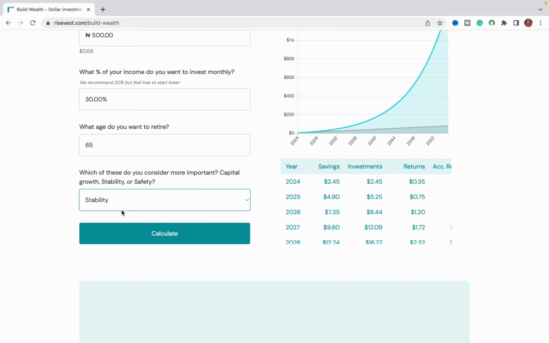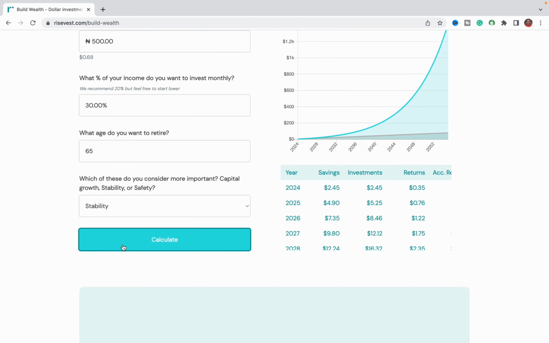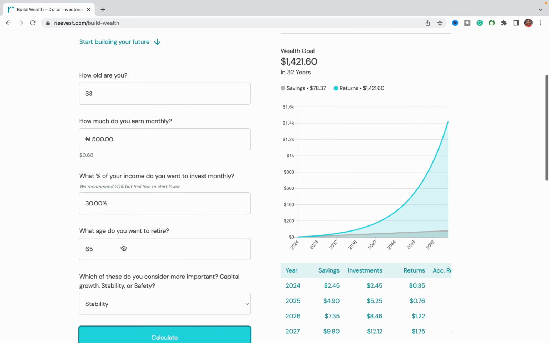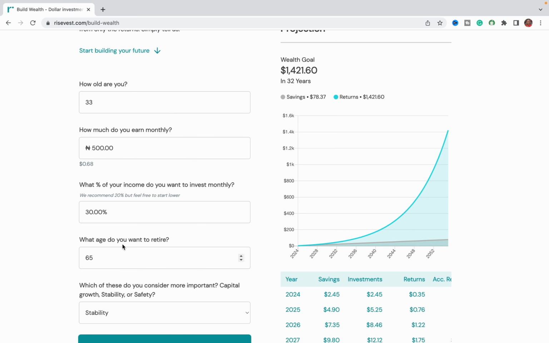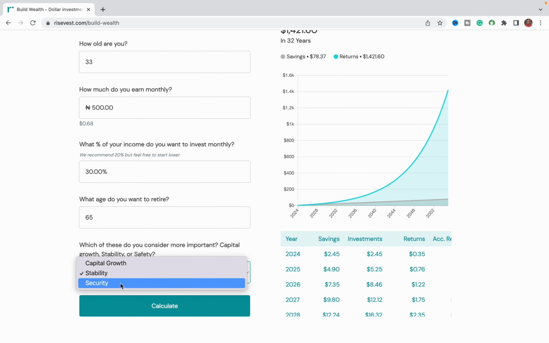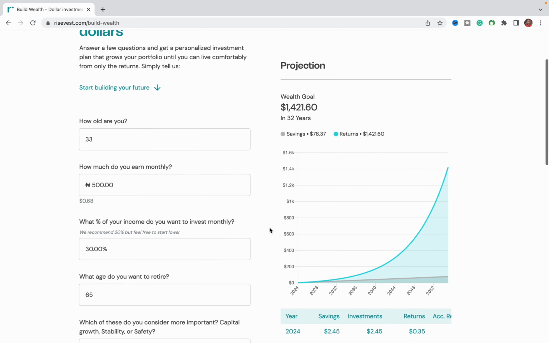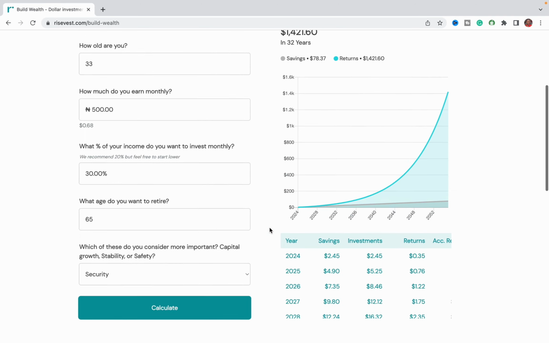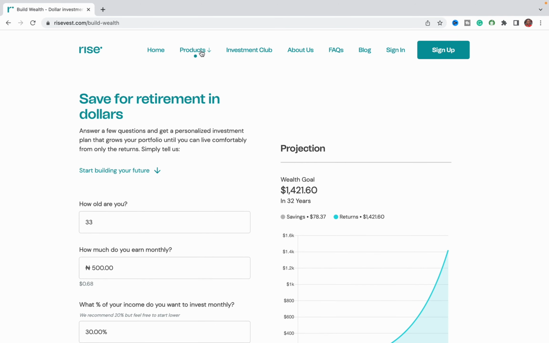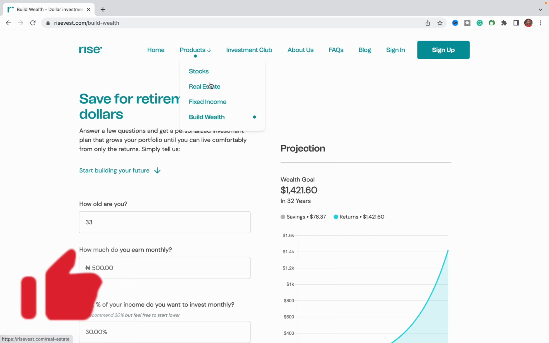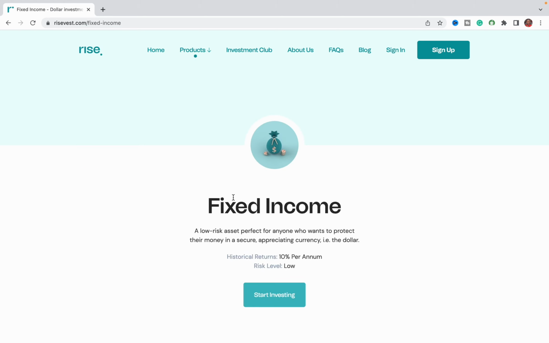So what if I don't want capital growth? What if I want stability? Let's see what that is going to give me. I'm going to have $1,421.60. Let's see what security will give to me. Security gives me the same thing in projection. So you can just come here and try your hands on different figures, different numbers. Let us look at fixed income, then we go up to stock.